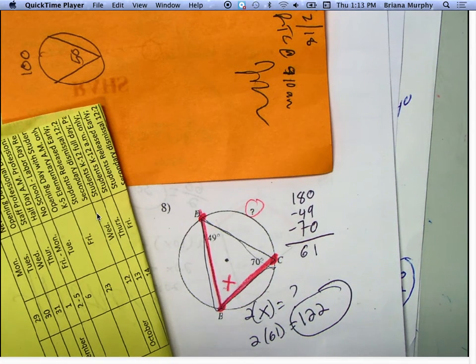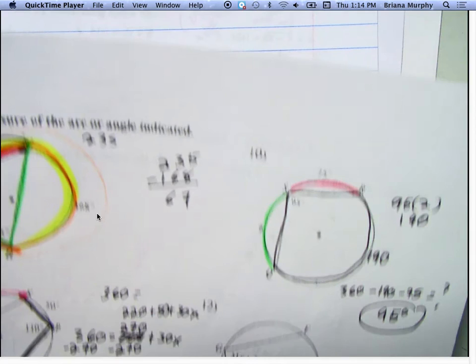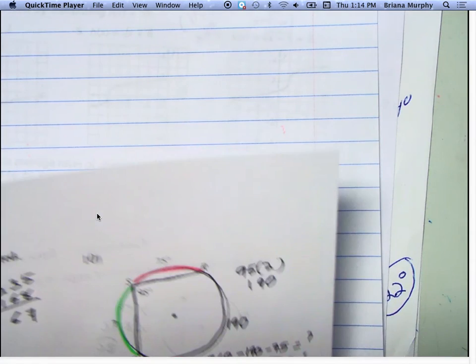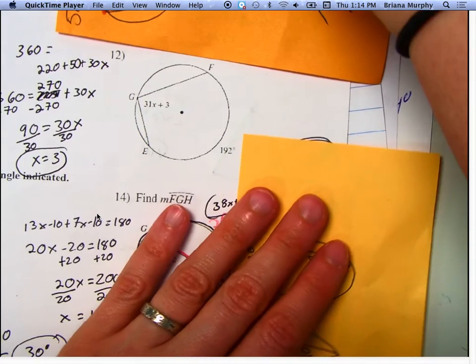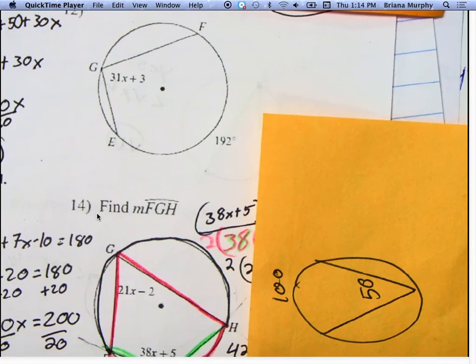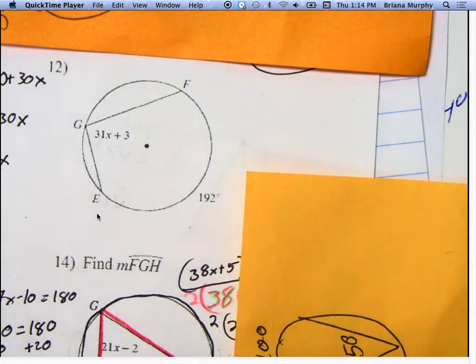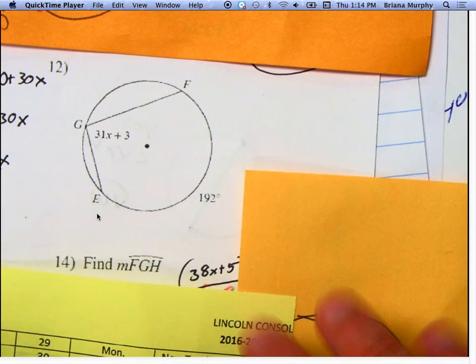I know I'm going kind of fast. How are we doing? Okay, the back gets more difficult, so be ready. I don't have enough sticky notes, guys.